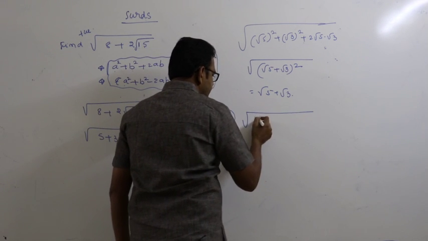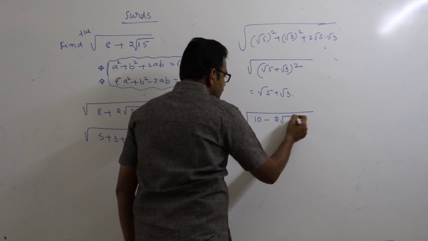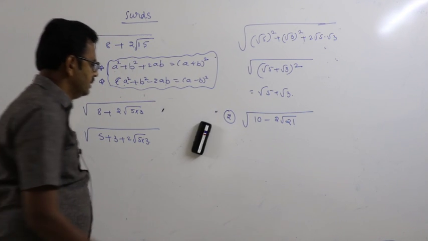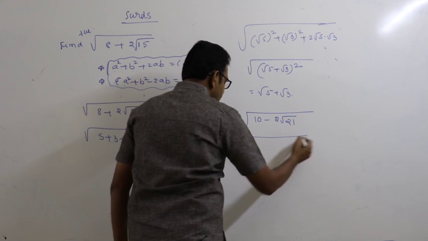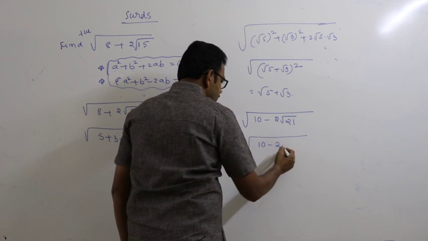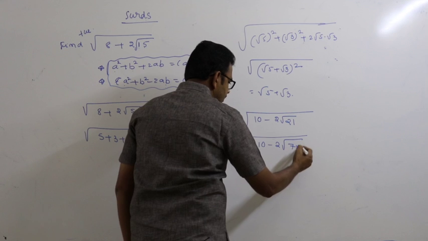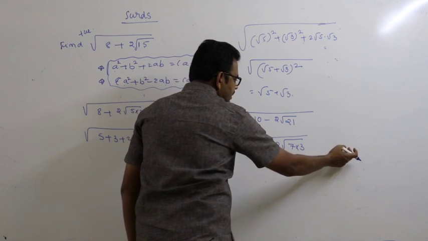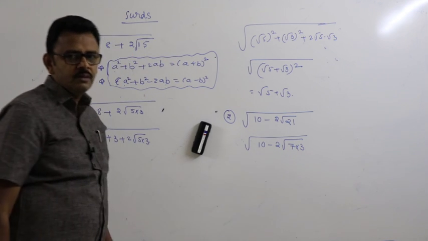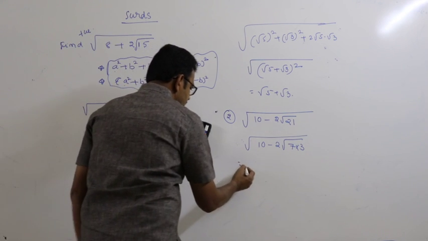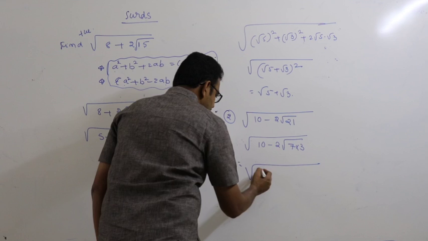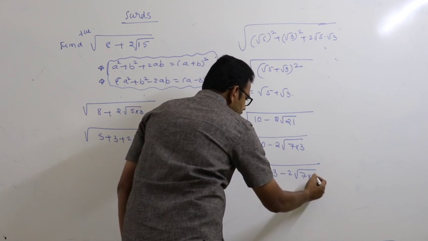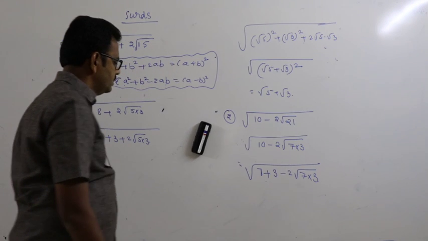Square root of 10 minus root 21. So this is the square root of 10 minus 2 root 7 into 3. 7 plus 3 is 10. Simply you write root 7 minus root 3. Or that is also the square root of 7 plus 3 minus 2 root 7 into 3.